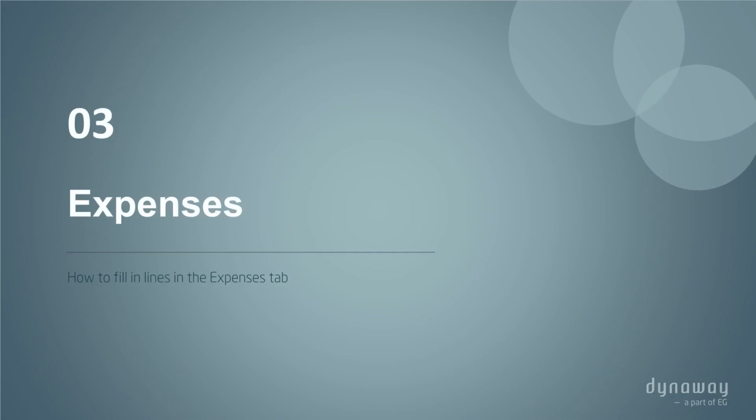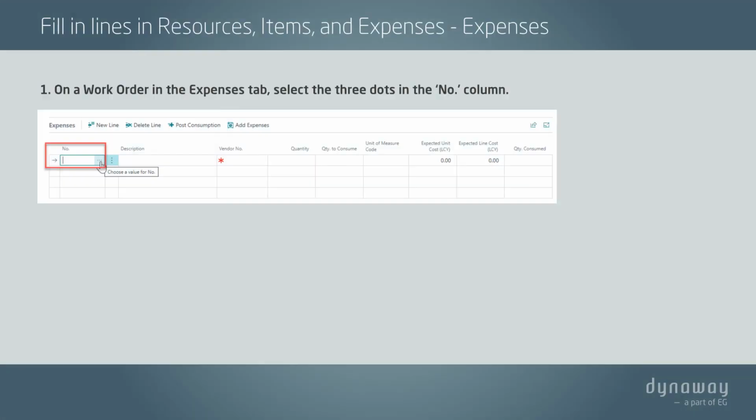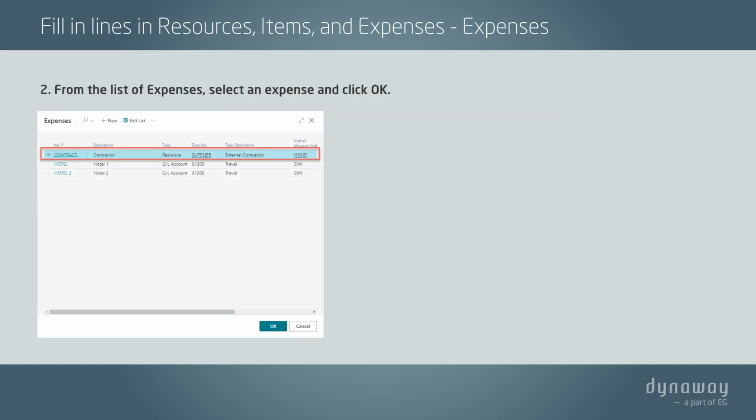How to fill in lines in the Expenses tab. On a work order in the Expenses tab, select the three dots in the Number column. From the list of expenses, select an expense and click OK.